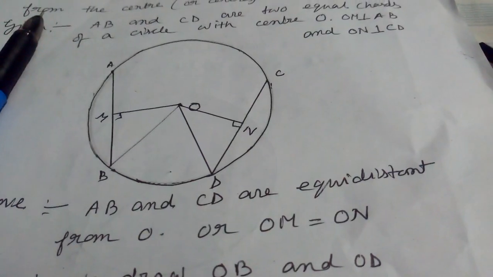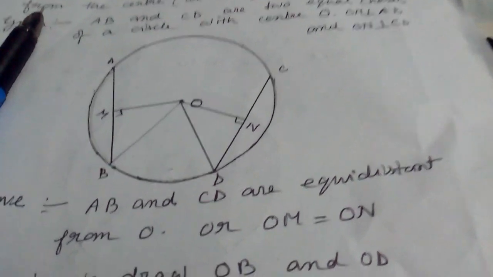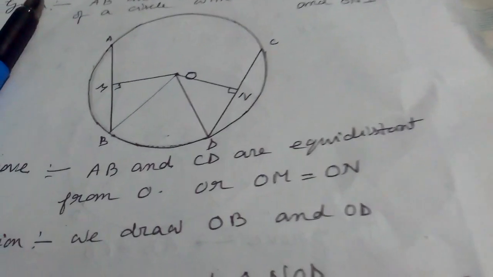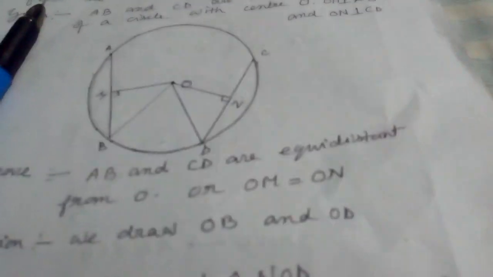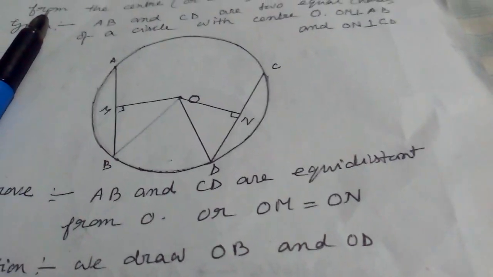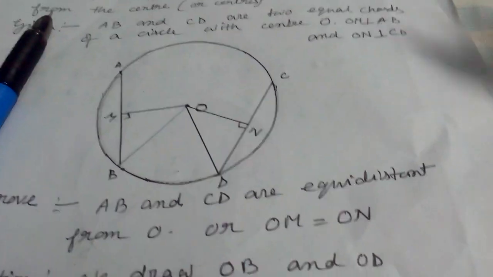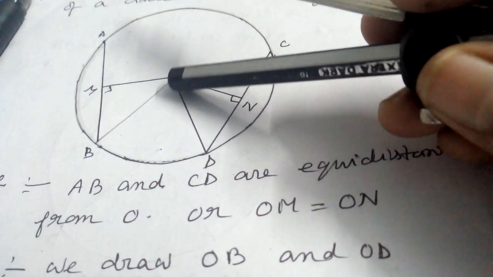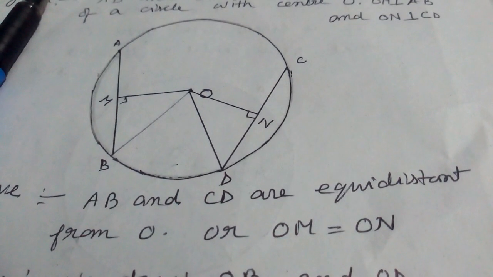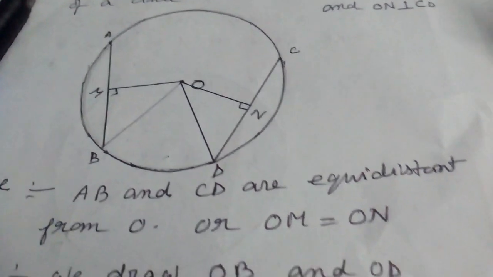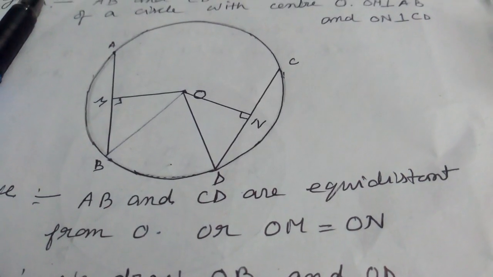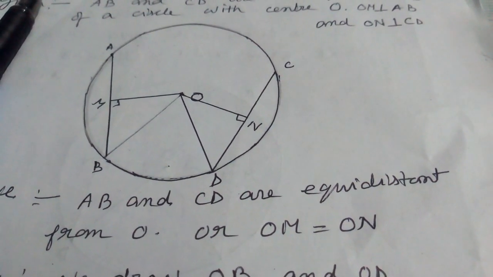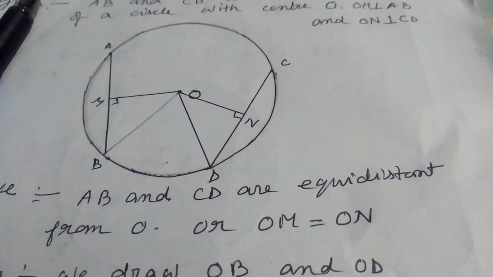In theorem 10.6 it is given that equal chords of a circle, or equal chords of two congruent circles, are equidistant from the center. Let AB and CD be two equal chords of a circle with center O. Now we are to prove that AB and CD are at equal distance from center O.